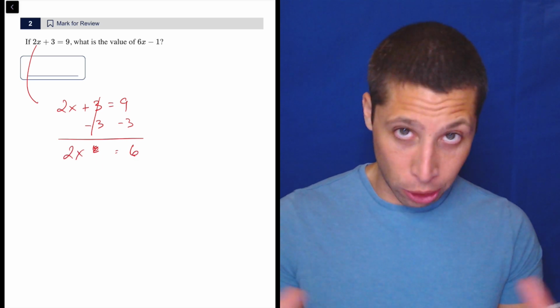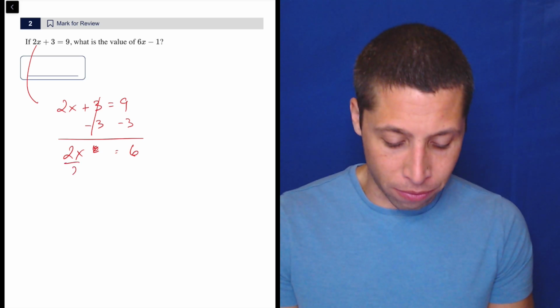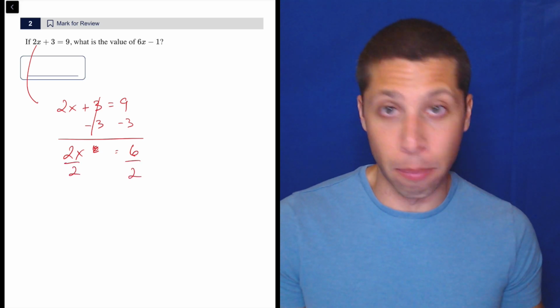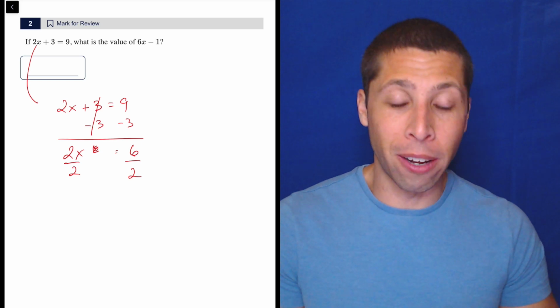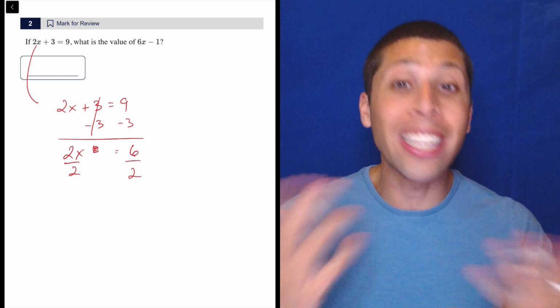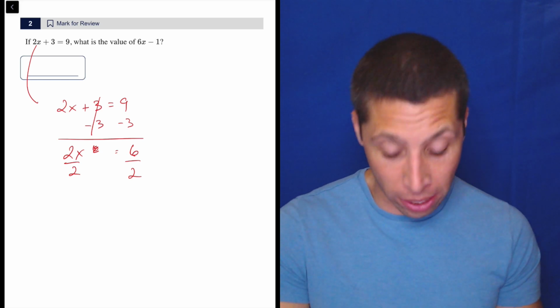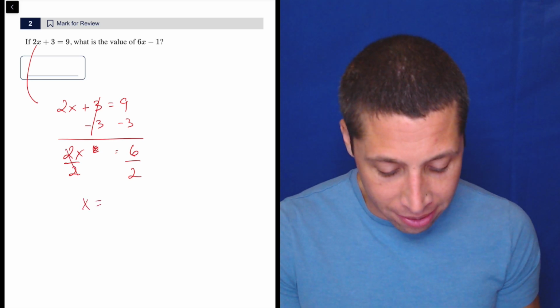Then we're working closer to that variable to get it alone. The 2 is being multiplied by the x, so we divide by 2 to cancel out the multiplication, right? So to get rid of addition, we used subtraction. To get rid of multiplication, we use division. Everything has an opposite, and algebra is about mixing those opposites together to kind of move things around. So that leaves us with x is equal to 3.